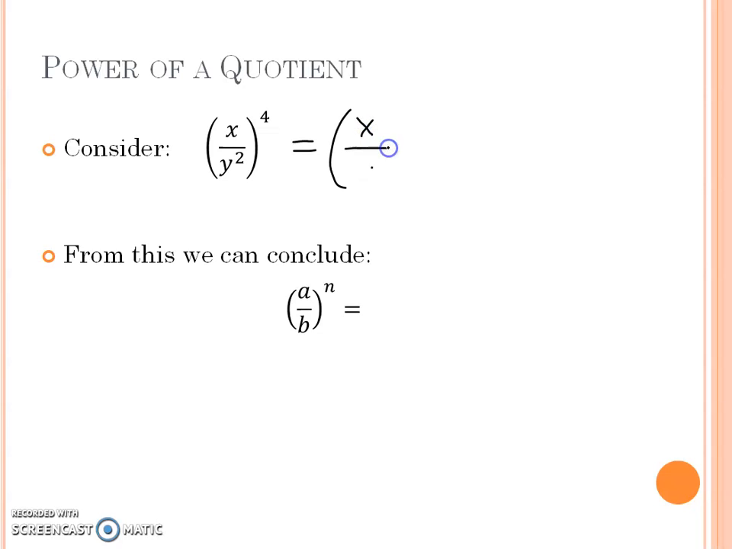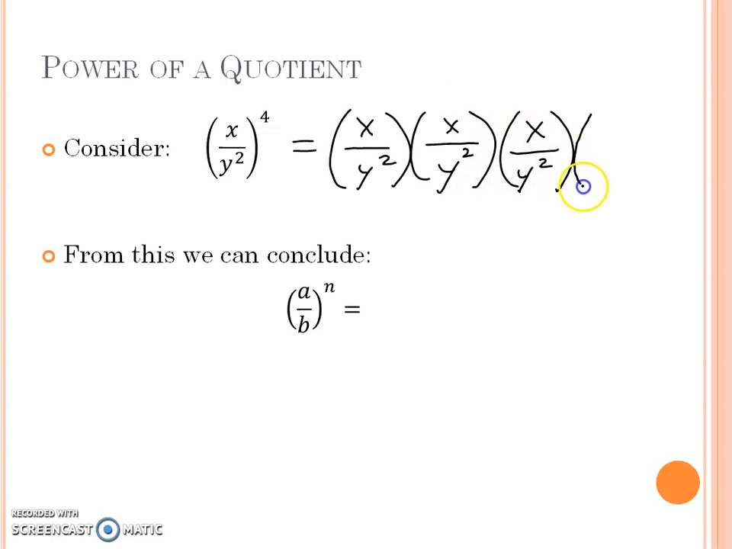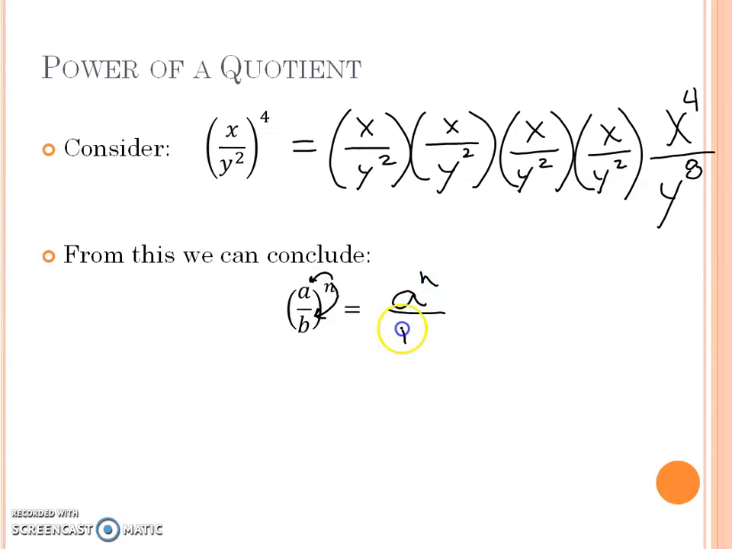Okay, there's 4 of these in there. Because it's to the 4th power. Okay, so how many x's do I have? I've got an x to the 4th. How many y's do I have? There's 2 on the bottom of each of those, so I've got a y to the 8th. Okay, so again, this n has to go to top and bottom. Gives me an a to the n over b to the n power. Okay, so that is our power of a quotient rule.